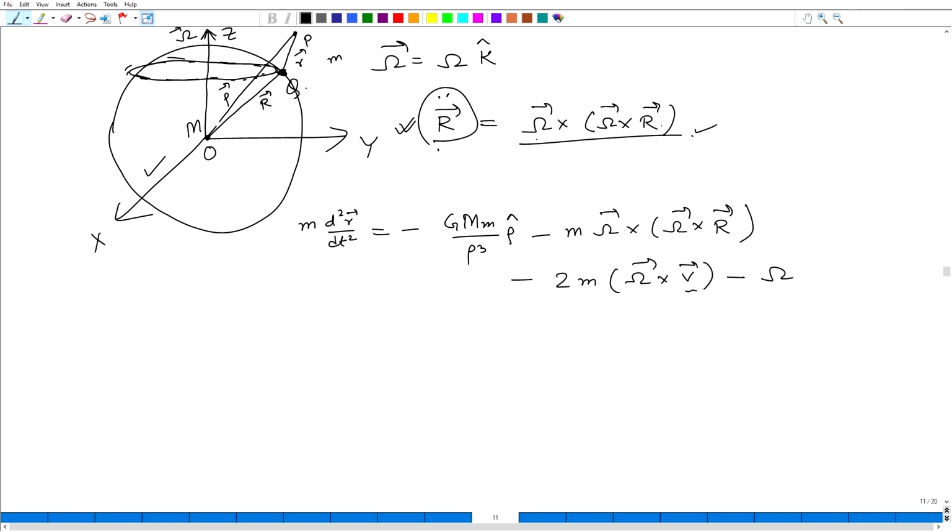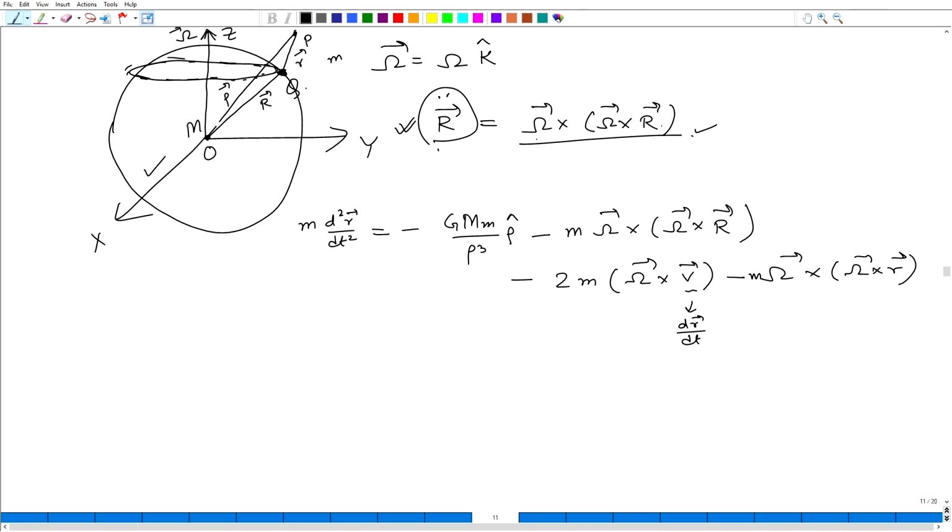This v is again the velocity of the particle with respect to this non-inertial frame of reference, so that will be dr dt. Finally it will be m omega cross r, and that will be all. We are neglecting the Euler force.